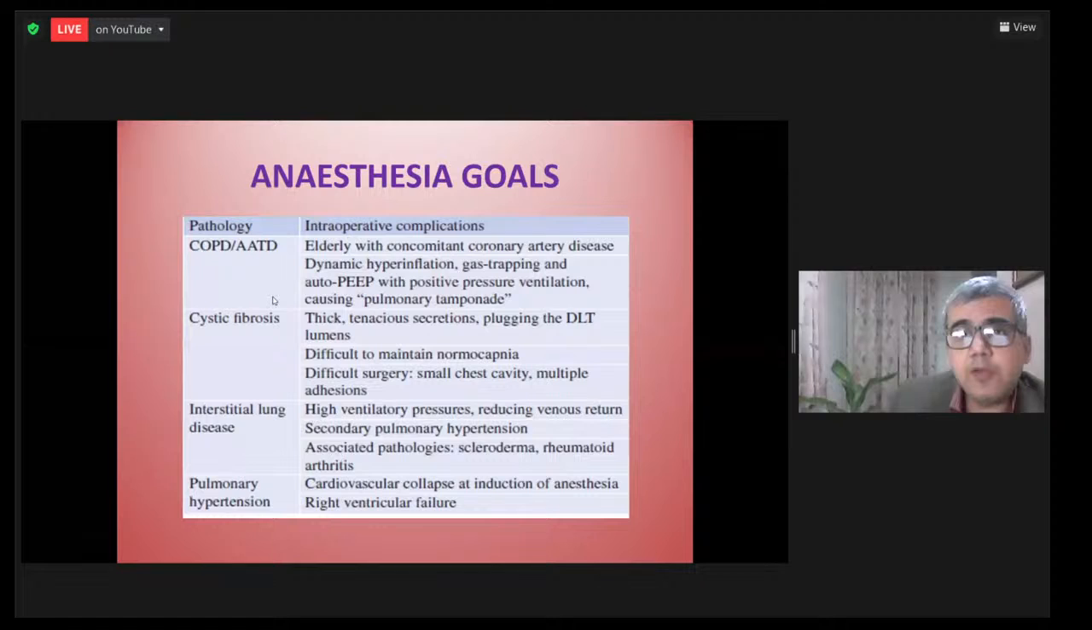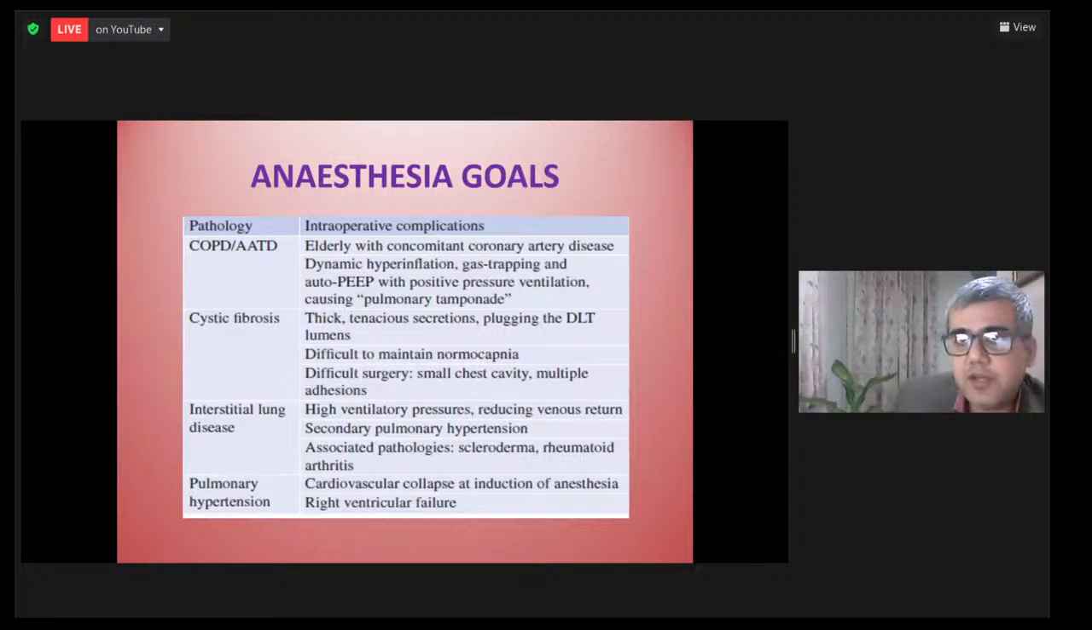Now, there are anesthesia goals specific to the etiology for which the patient is being operated. In a patient with COPD, there may be dynamic hyperinflation of the lung, and during ventilation they may develop autoPEEP. So it is important that these patients be ventilated with a low tidal volume, allowing sufficient time for expiration. Patients with cystic fibrosis tend to have thick tenacious secretions, so regular pulmonary toileting may be required for removal of the secretions.